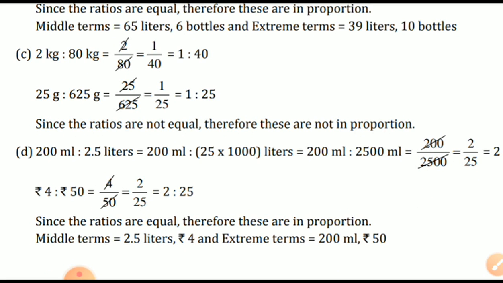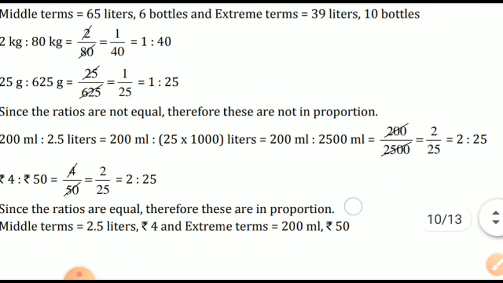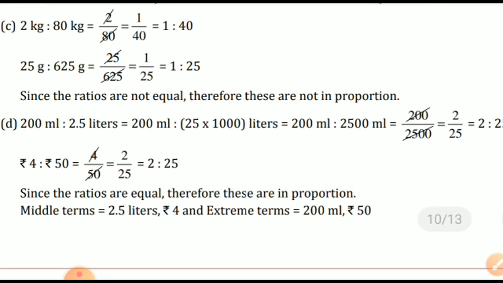200 ml is to 2.5 liters and we are knowing 1 liter is equal to 1000 milliliters, so 2.5 liters will give us 2500 ml. By giving the reduced form we are having 2:25 and ₹4 is to ₹50. Is it also having 2:25?